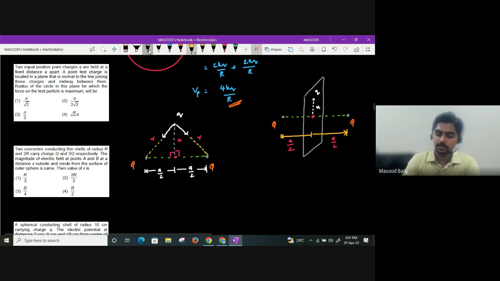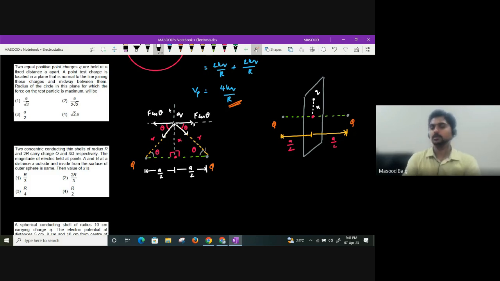So let us imagine this is our horizontal and this is our vertical. These two angles will be the same. If this is theta, then automatically this angle will also be theta. If I resolve the components, here we got F cos theta, and here also I'm going to get F cos theta. Both of them will cancel each other out, leaving only the vertical component.